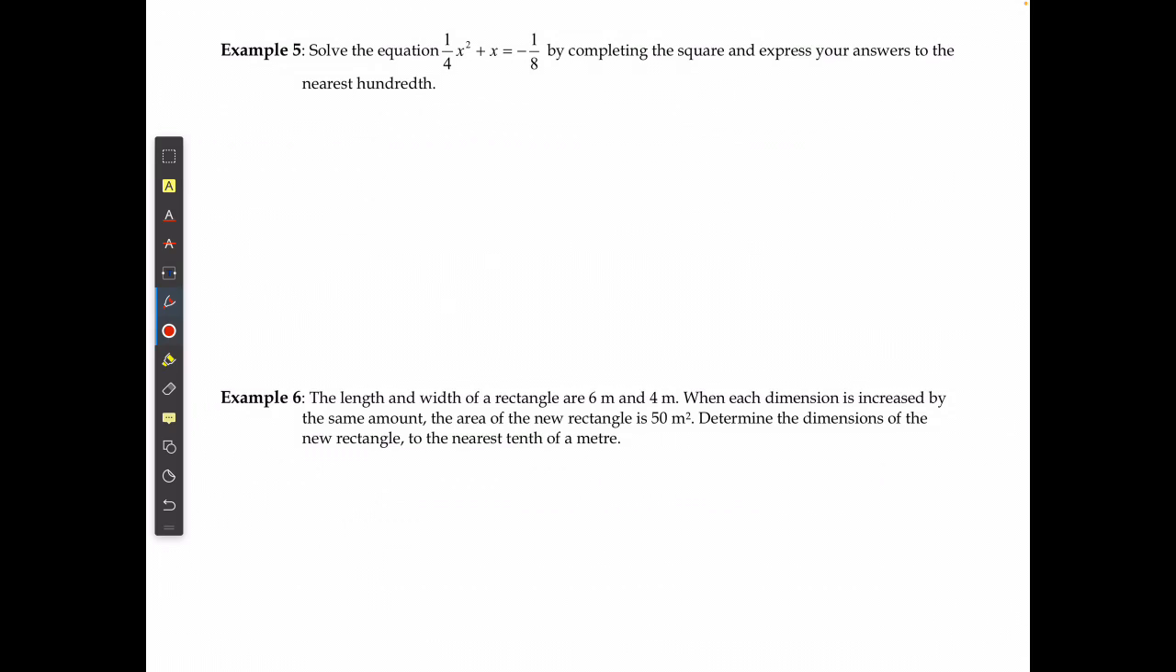For example 5, we're going to solve this equation by completing the square and then express the answers to the nearest hundredth. So I have 1 over 4 x squared plus x, and then when I move that 1 over 8 across, it's going to be plus 1 over 8 is equal to 0.